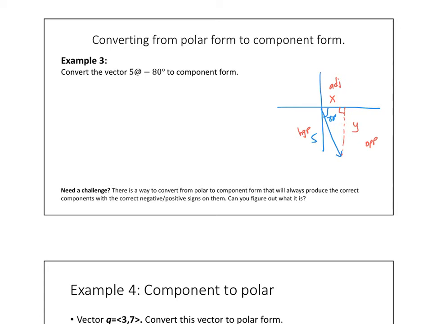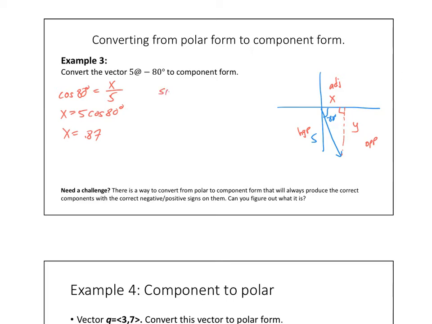And to put this in component form, we really need to find x and y. So I'm going to use right triangle trig. I can say that cosine of 80 degrees is going to be adjacent, which is x, over hypotenuse, which is 5. I can multiply both sides of the equation by 5, so I get x equals 5 cosine 80. If I punch that into my calculator, making sure that I'm in degree mode, I get x is equal to 0.87 units.